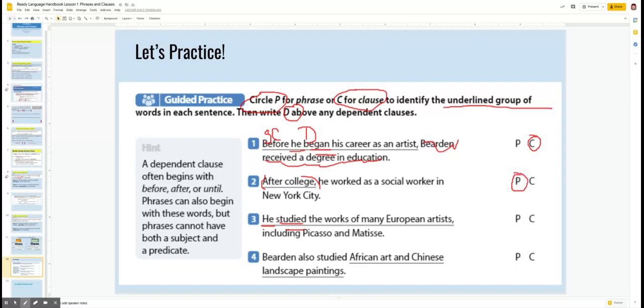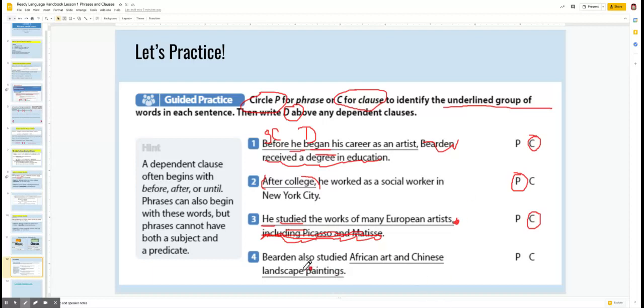Number 3, he studied the works of many European artists. Well, we already said he is my subject and studied is my verb, which lets me know, guys, it's going to be a clause if it has a subject and a verb. But if I cut this out, including Picasso and Matisse, and it just says he studied the works of many European artists, I could put a period right here and the sentence would make sense, which means it's going to be an independent clause and it can stand alone. So I'm going to leave that one.